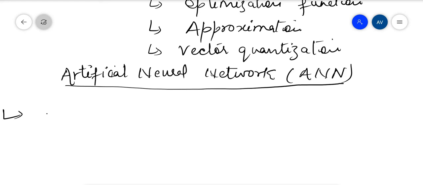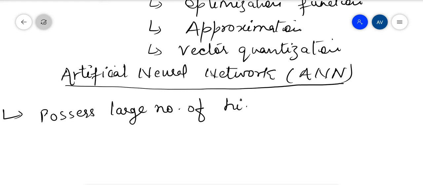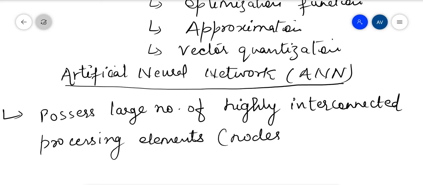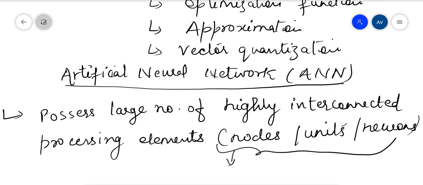Within that particular artificial neural network system or device, I can say it possesses a large number of highly interconnected processing elements. And we can call these elements nodes, units, or neurons. And these nodes, neurons, units, they all operate in parallel.